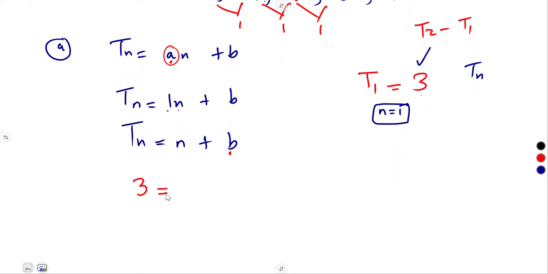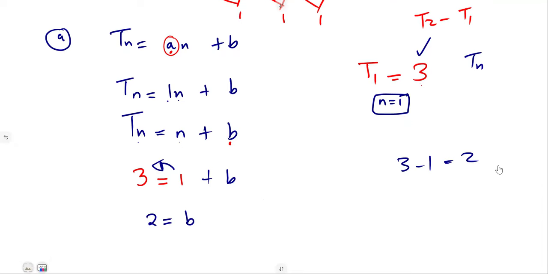So 3 is equal to, on the condition that n is 1, so you substitute 1 in place of n, plus b. Remember, Tn and n are the ones that we substituted. We must calculate the value of b. So just take this to the other side of the equation. That's 3 minus 1, which is 2. So 2 is equal to b.